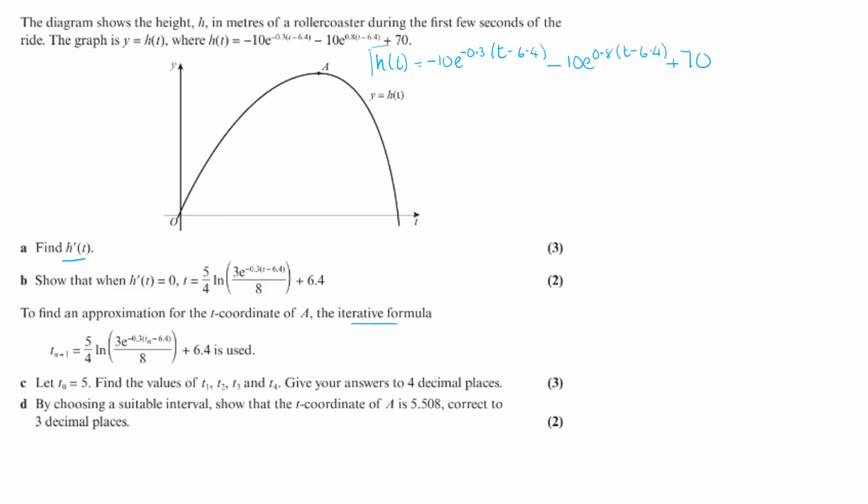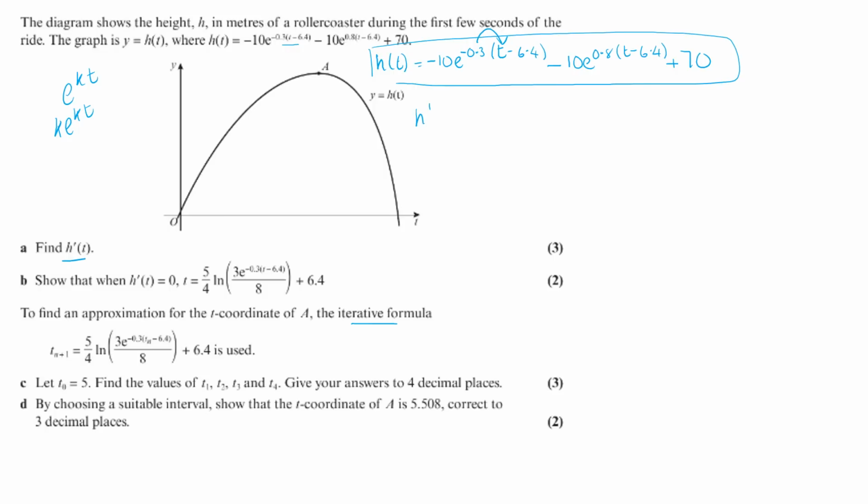Now I've just written out H again here because it's quite difficult to read. We've got minus 0.3 and then t minus 6.4, and the other power is 0.8 t minus 6.4. Now how do we differentiate e to the kt, where k is just a constant? It differentiates to k e to the kt. So we have to just think, when this minus 0.3 multiplies in, the coefficient in front of t, which will act like the k, is going to be minus 0.3. That has to come down and times by the minus 10.